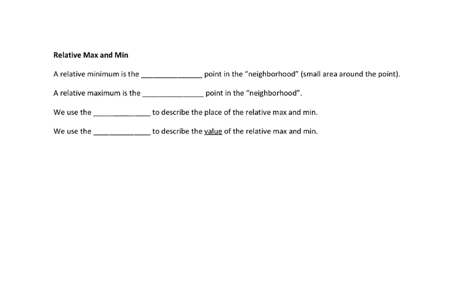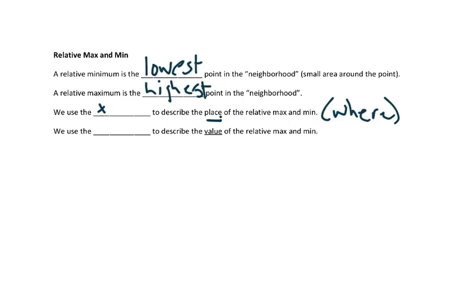A relative minimum is the lowest point in a neighborhood, and a relative maximum is the highest point in a neighborhood. And I'll show you what I mean by neighborhoods in just a second. We use the x to describe the place of the relative max. This answers the question about where it happens. And we use the y to describe the value. So value is the key word here. If you see value, you need to think y value.